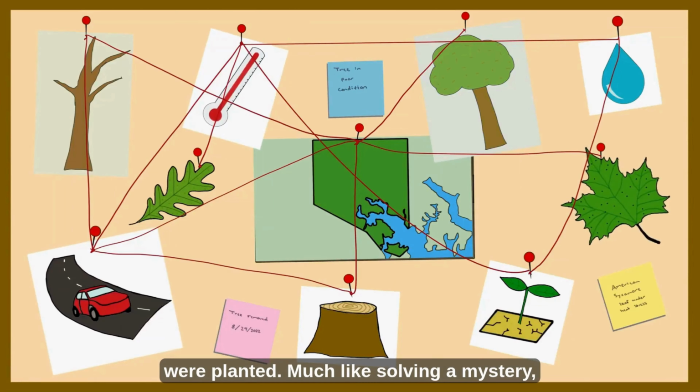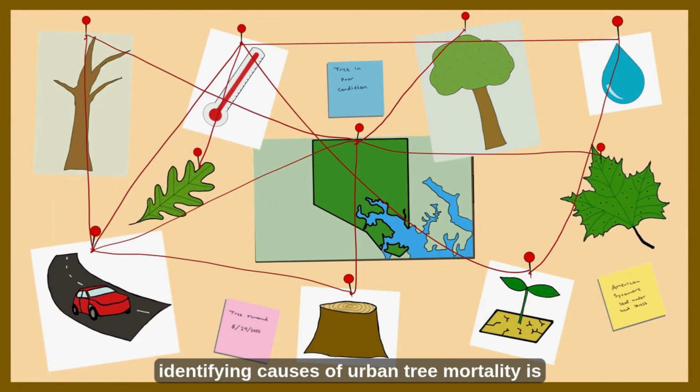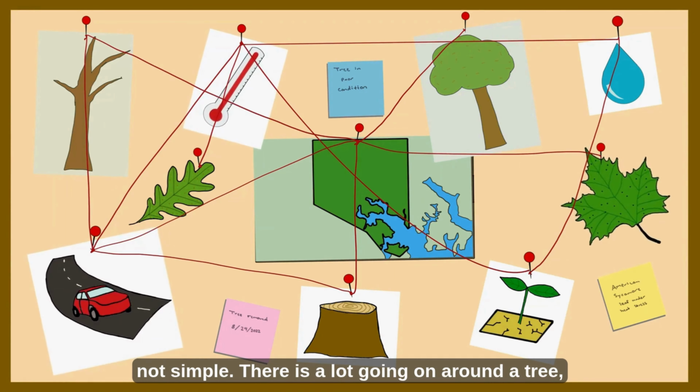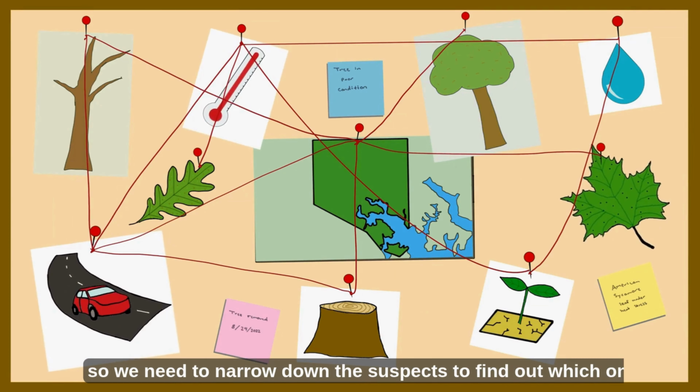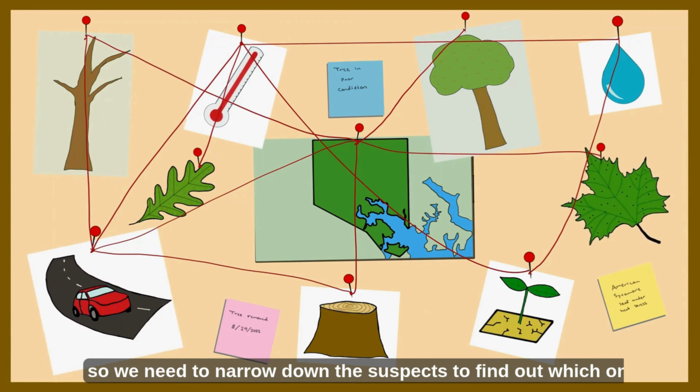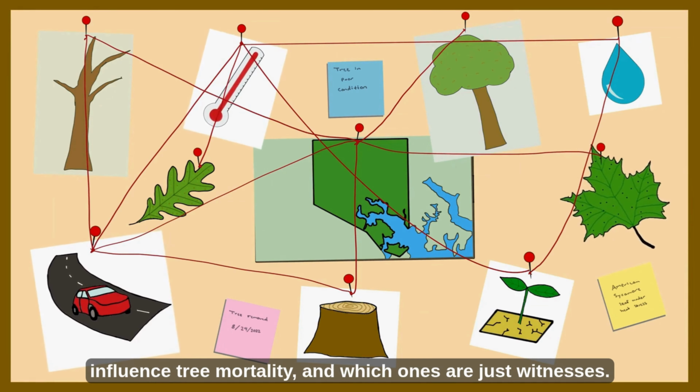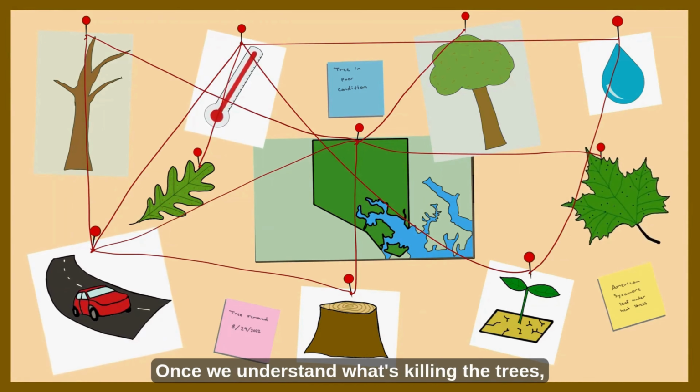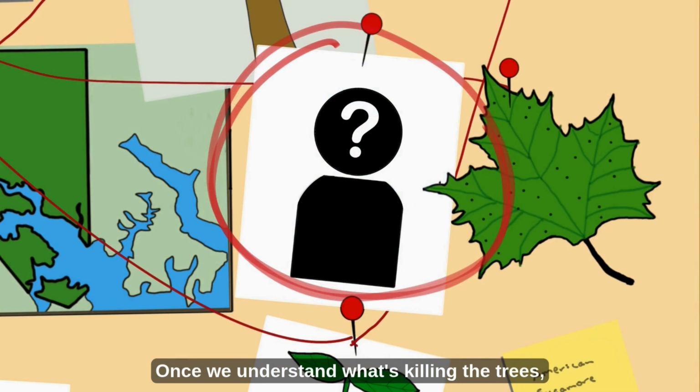Much like solving a mystery, identifying causes of urban tree mortality is not simple. There is a lot going on around a tree, so we need to narrow down the suspects to find out which ones influence tree mortality and which ones are just witnesses. Once we understand what's killing the trees, we can determine which tree species will survive better under certain conditions.